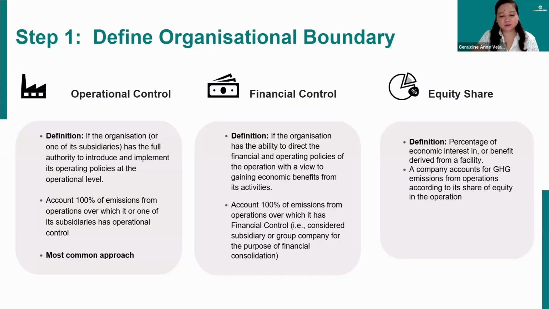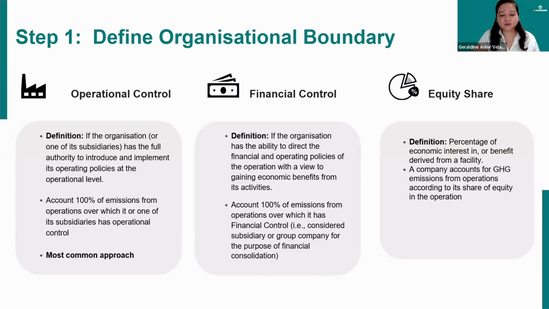First would be operational control. You choose this when you run the show. Use operational control if your company manages the day-to-day operations, even if you don't own 100% of the business. You choose this when you decide how the site is operated. You control operational policies, safety, energy use, maintenance procedures. You influence emissions directly through daily decisions. For example, a warehouse is 40% owned by you, but you operate it fully. You choose operational control. Most companies use this, especially multinationals.